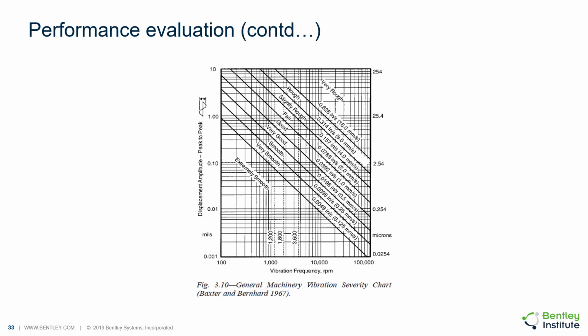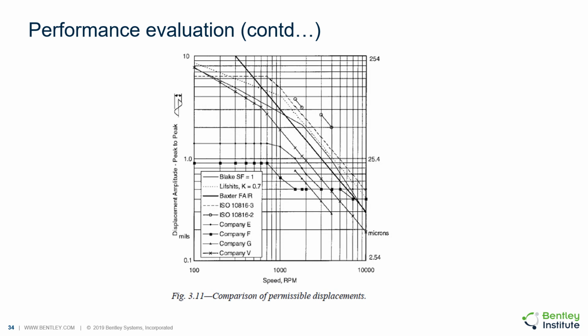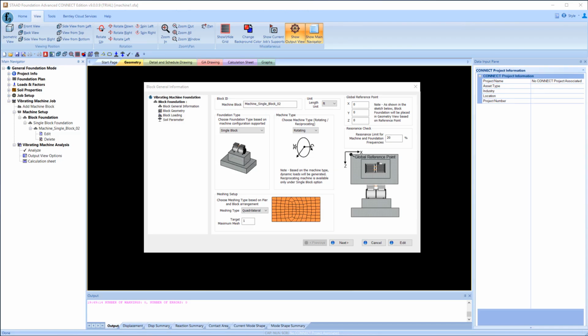Here is one more vibration chart from Baxter and Bernhard, where based on the displacement amplitude, it grades the operation of the machinery from extremely smooth to very rough. Here is one more chart showing how these different vibration standards compare against each other when it comes to permissible displacements. Let us now see how the machine foundation can be defined in STAAD Foundation Advanced.